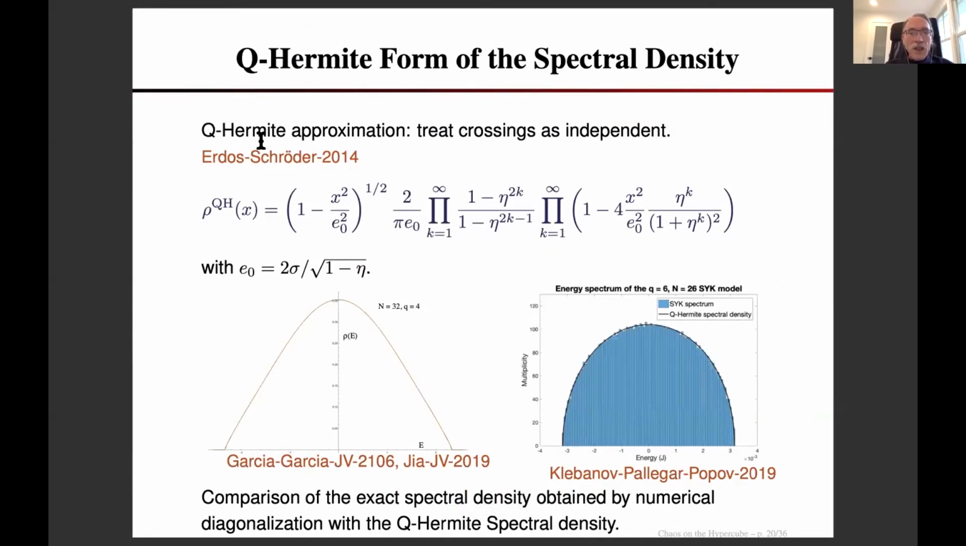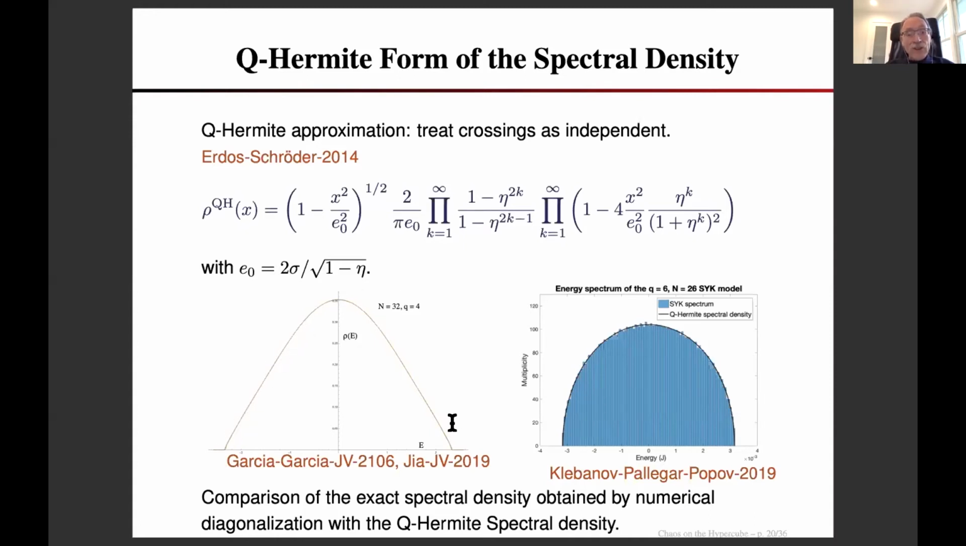For the SYK model, the spectral density is given by the Q-Hermite form, which was first discovered by Erdos and Schroeder for a random spin model. It is kind of a deformed semicircle, and it is given by the double scaling limit of the SYK model, q squared over n fixed. This is a result for the SYK model.